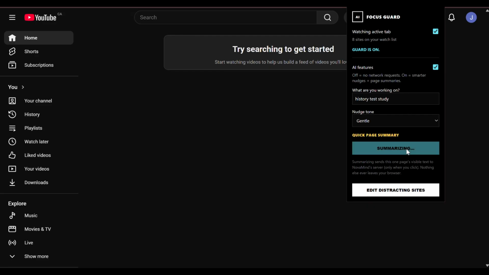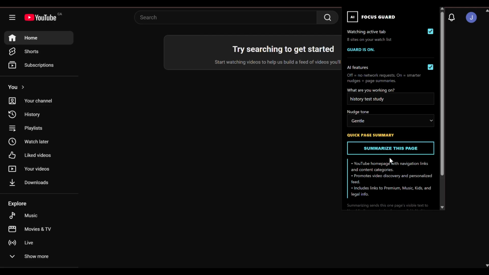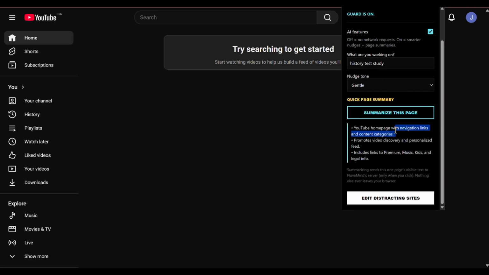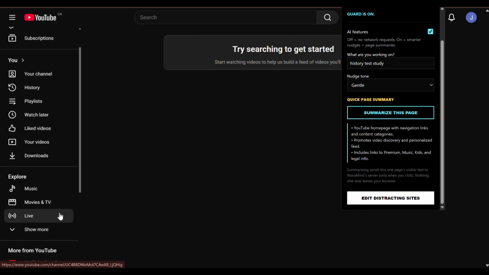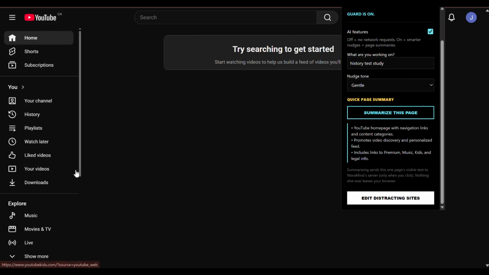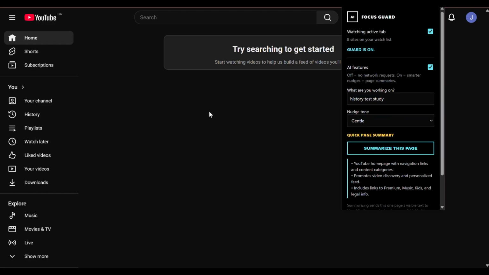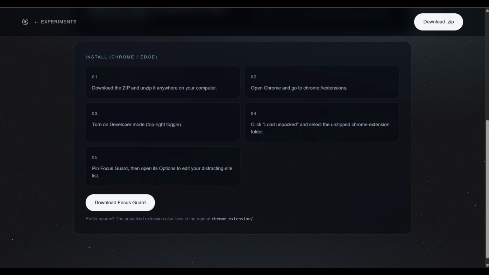And of course I have a summarize this tab option, and it's going to quickly summarize what I'm on. Since I'm on YouTube, it's not going to tell me much because I don't have any history. So it should work. It says: YouTube homepage with navigation links and content categories, and it promotes video discovery and personalized feeds, including a link to premium. Where is premium? Yeah, subscriptions, music, kids, and legal info, of course. Music, yeah, very good. And that's the Focus Guard.